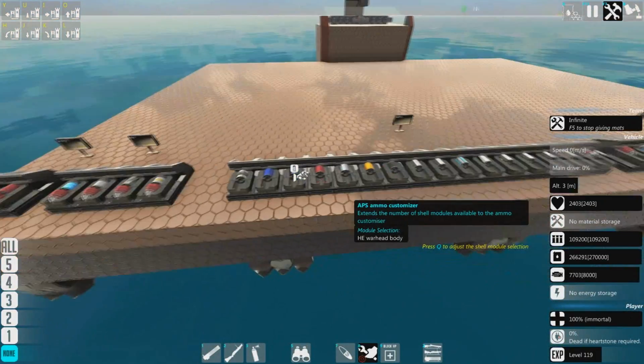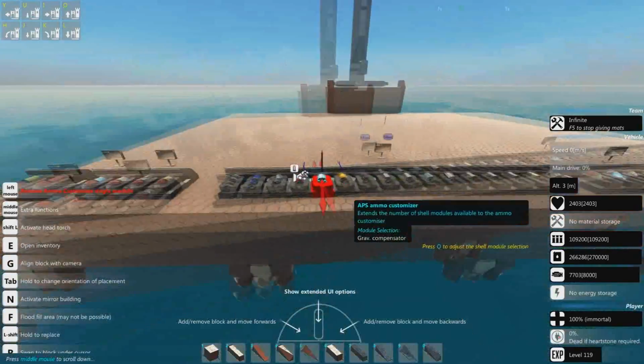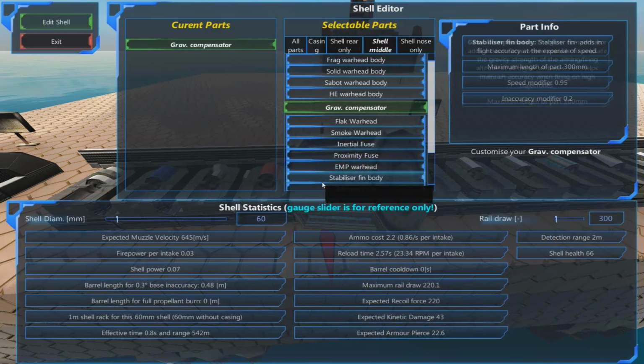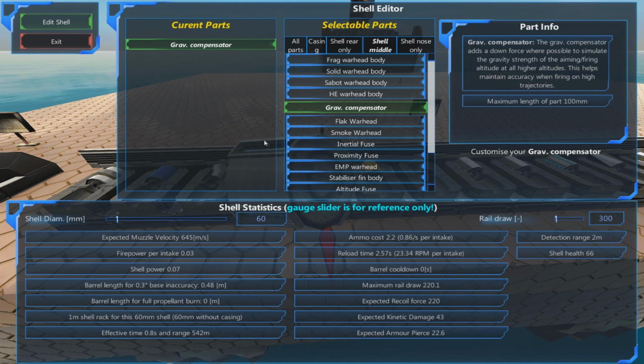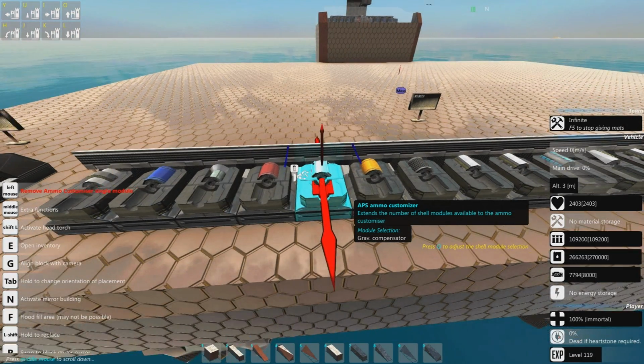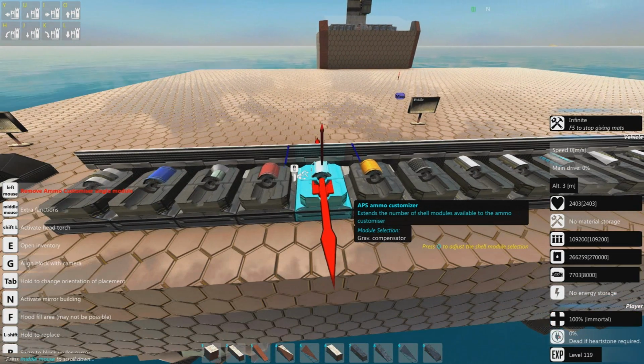So, the Grav Compensator pretty much is used for that. I have actually never used these. I keep forgetting it exists, but that's its only use. It is to fire guns in space. And that's it. And there's nothing more to say about it, really. Unless I've missed something. Tell me if I've missed something.